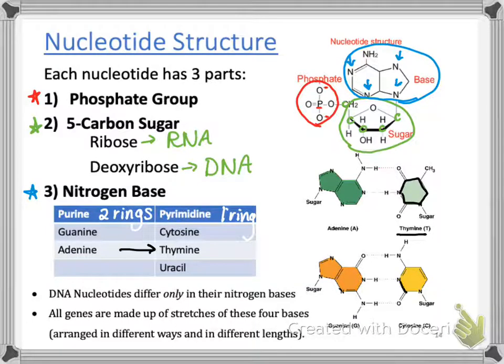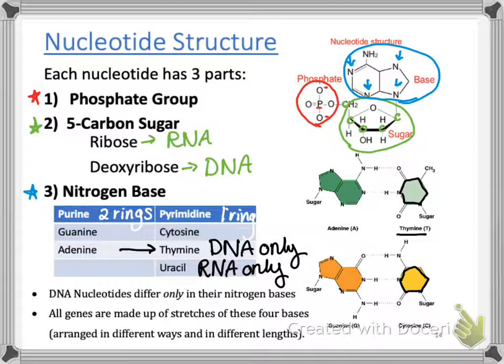Same thing with cytosine. What I didn't draw on here or include a picture of was uracil. Uracil is RNA only, so it's only found in RNA. Same thing with thymine. Thymine is DNA only, so these are unique bases depending on the type of nucleic acid.